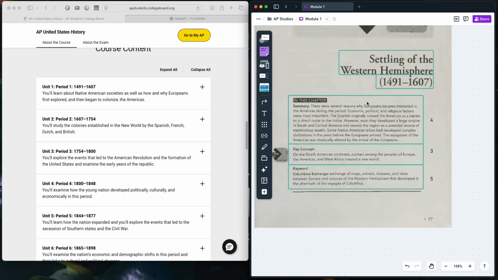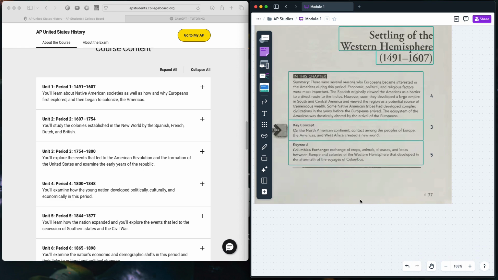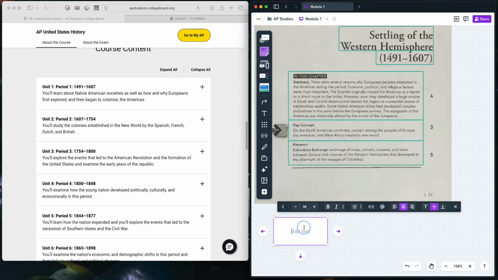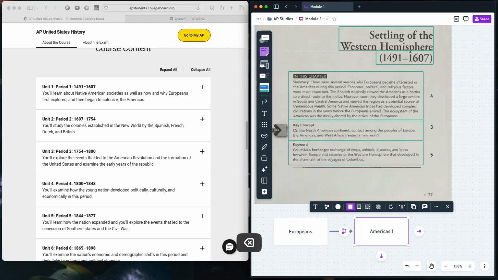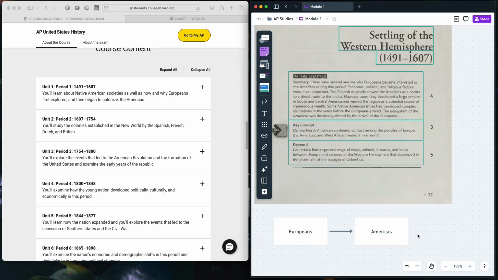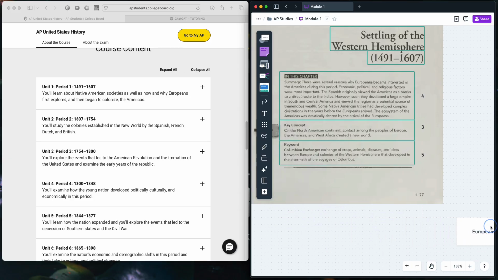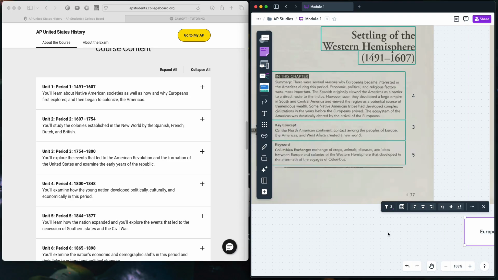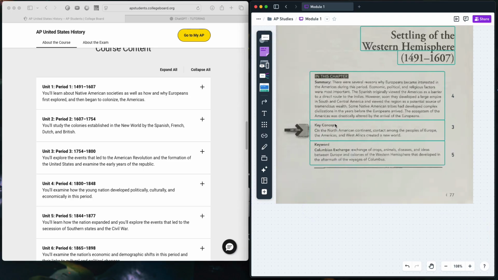So hopefully, if you didn't understand what we just read, take a second now to read through it at your own pace and understand what has been written here. But basically all I see in this is this idea. So I'm going to take a text box. I'm going to say Europeans, right? They're traveling to Americas, and then they built their empire, right? So this is literally like the biggest aspect of this concept, right? So we have Europeans going to Americas.